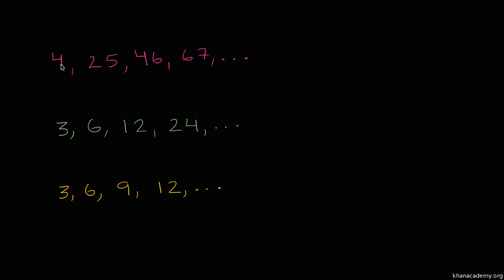Well, there's a couple of ways to think about it. When I see 4 and 25, let's see, 25 isn't an obvious multiple of 4. Another way to go from 4 to 25, I could add 21. So 4 plus 21 is 25. If I go from 25 to 46, well, I could just add 21 again. So it looks like to go from one number to the next, I'm just adding 21 over and over again. So that's going to be 46 plus 21 is 67.